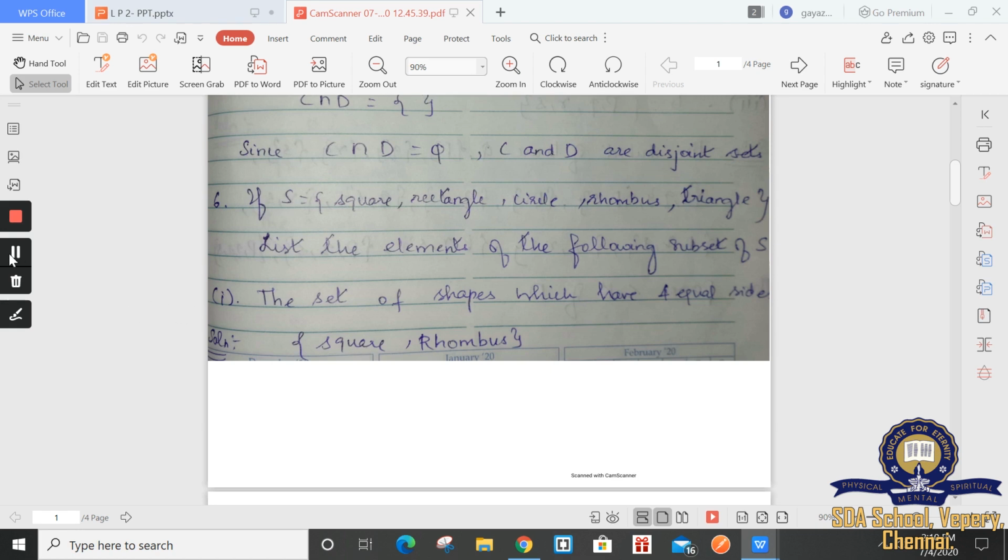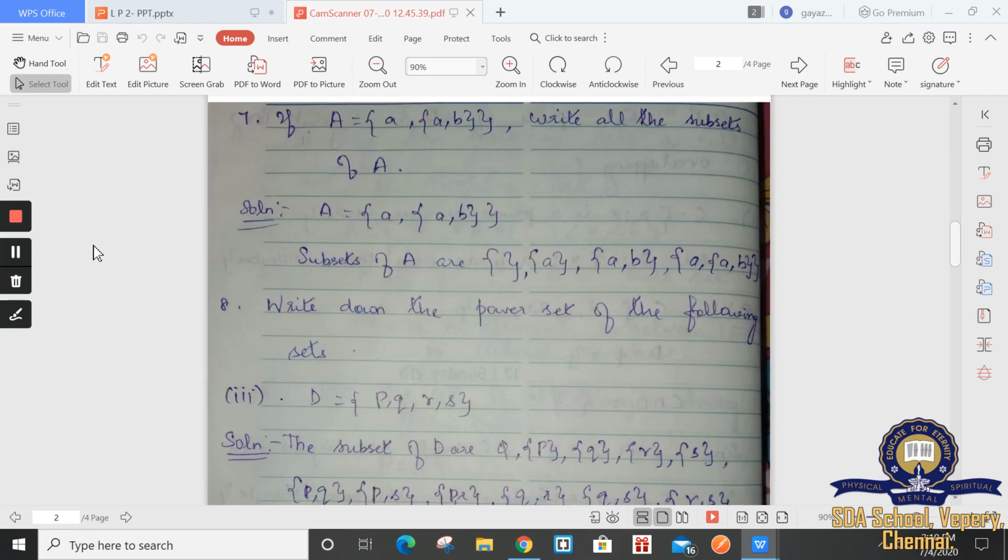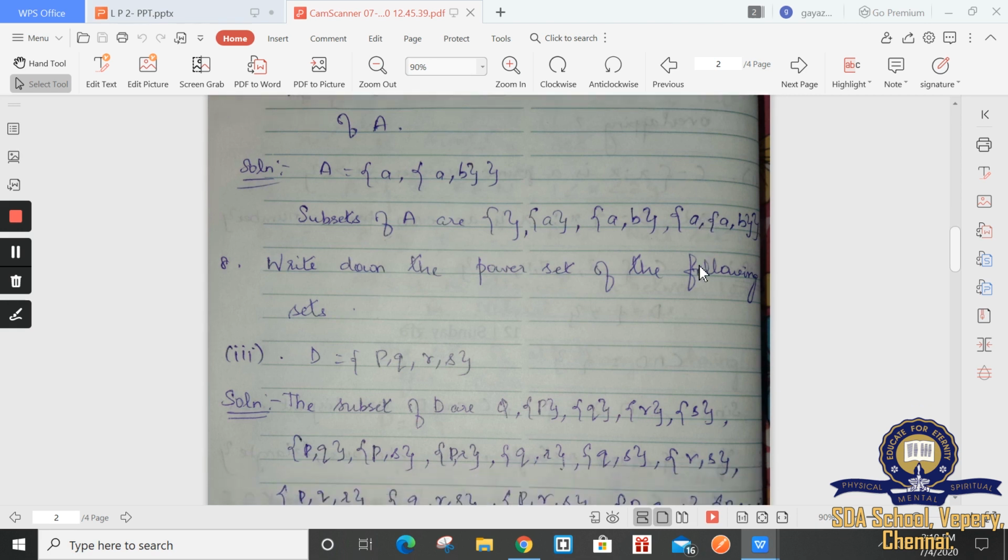Let's move on to the next question, second sum. If A equals {a, b}, then we have to write all the subsets of A. As I told you, we first write the empty set, then we write a separately, then b separately, then ab, the set itself. Next, let's move on to the next question.